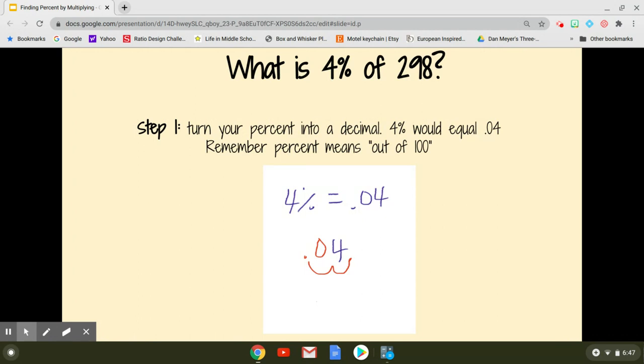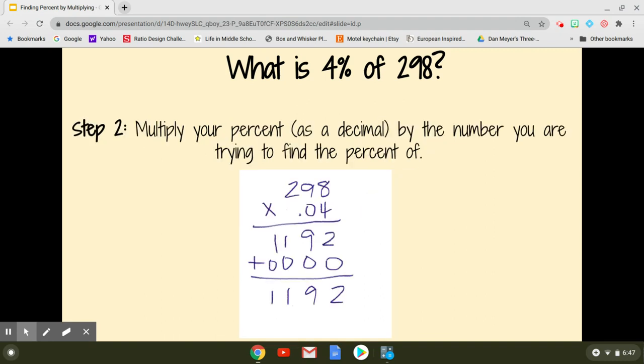Our step one, again, is to turn our percent into a decimal. 4% would equal 4 hundredths, since percent means out of 100. Then I multiply my number by the percent as a decimal. So 298 times 4 hundredths. Again, when I multiply, I ignore the decimal at first, and I get an answer of 1,192. We'll put that decimal back in on the next slide.